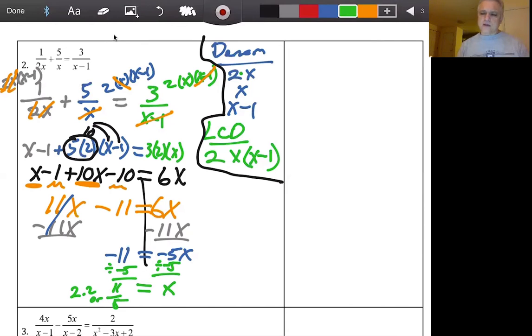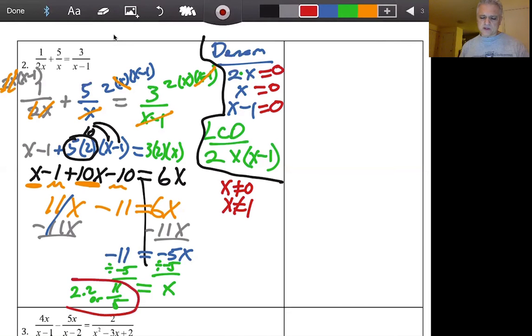Okay, so now I'm going to go back and look at my denominators. Is 2.2 a value that I cannot have? No, because when does 2x equal 0? Well, that's when x equals 0, so x can't be 0. And then we've already taken care of the first two. When does x minus 1 equal 0? Well, that's when x equals 1. So I know that x can't be 0 or 1, but it can be 2.2. There's nothing wrong with 2.2. So I'm going to go with this, and I'm going to graph it.